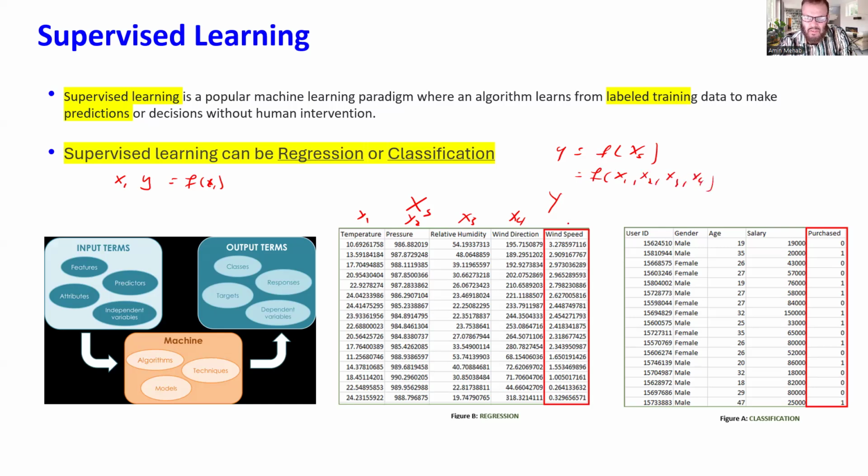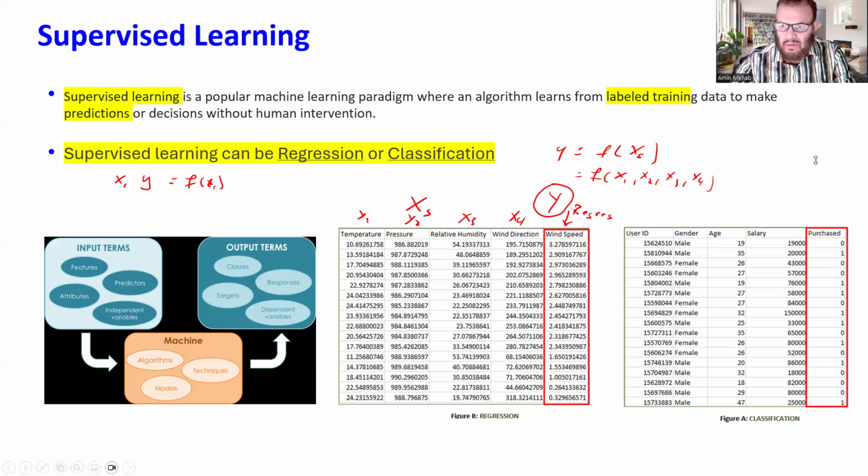When you have something continuous, when Y is continuous in this case, it's numerical continuous data. In this case, we'll be dealing with a regression.